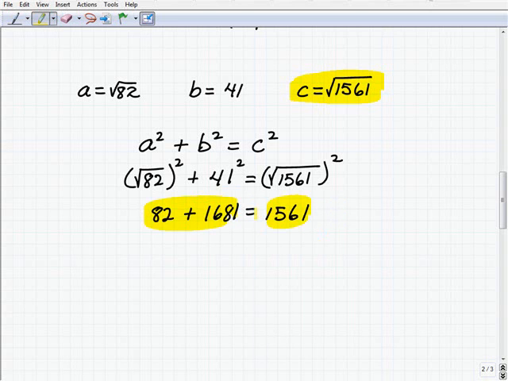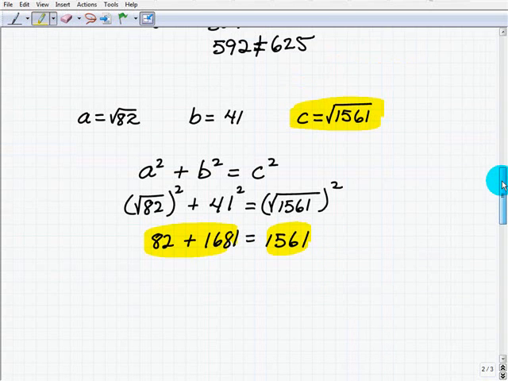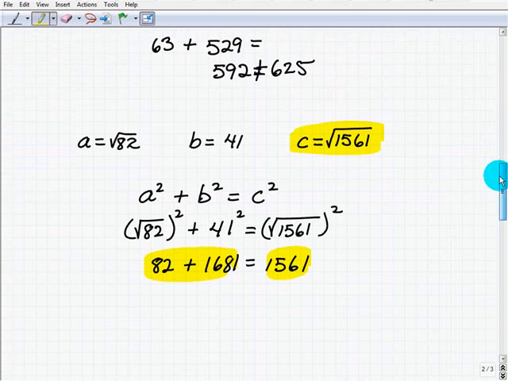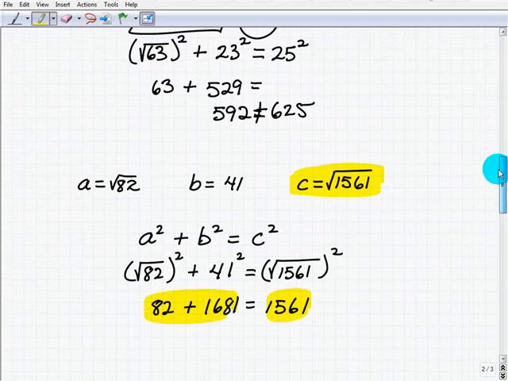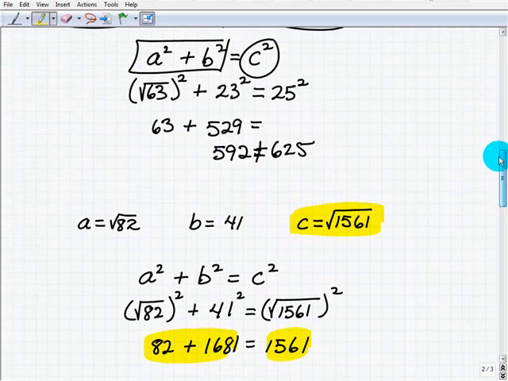And basically this is the general idea behind using the Pythagorean theorem. You can use it to determine whether lengths of sides form a right triangle, or if you know, in fact, that you're dealing with a right triangle, you can obviously find the missing side. Okay? All right, good luck and keep practicing.